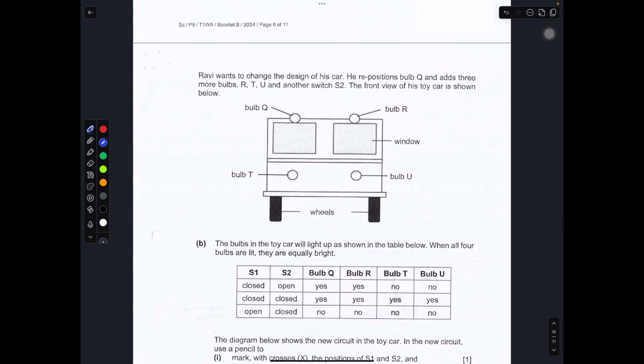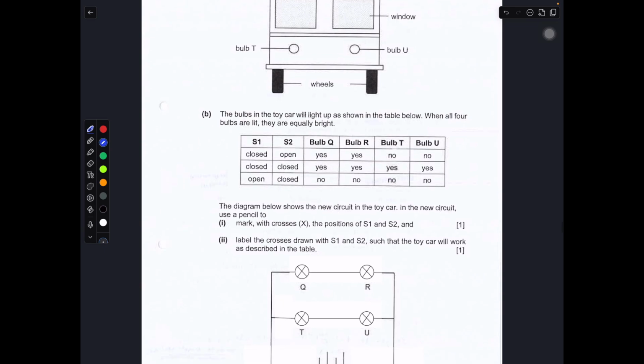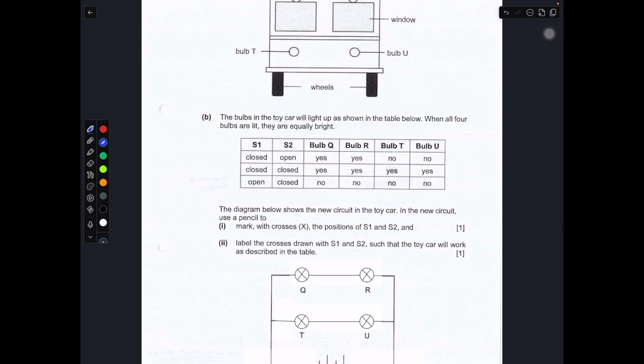Let's move on to the next question. Ravi wanted to change the design of his car. He repositioned bulb Q and added 3 more bulbs, R, T, U. So now in total there are 4 bulbs and 2 switches. The design of the car has been given in the diagram. The bulbs in the toy car will light up as shown in the table. When all 4 bulbs are lit up, they are equally bright.